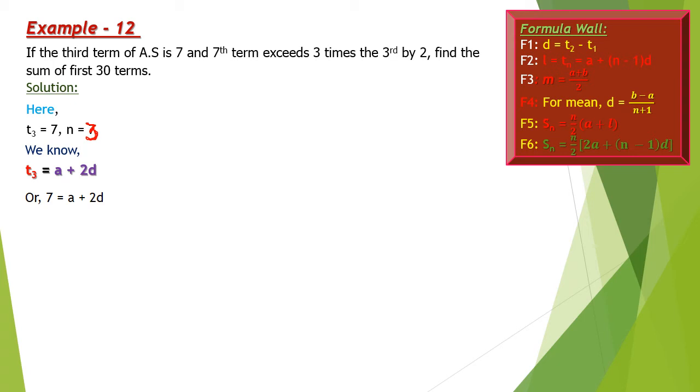a plus 2d, or 7 minus 2d equal to a. Now the time will come where we have to replace the value of a as 7 minus 2d. Now it is equation 1. See the condition here, 7th term exceeds, meaning greater than, 3 times the third term by 2. Now it's very easy, the language is very clear. Now this is our condition. 7th term exceeds 3 times the third term by 2.